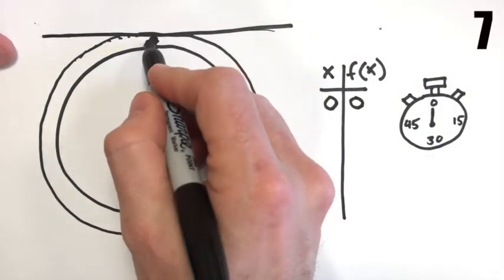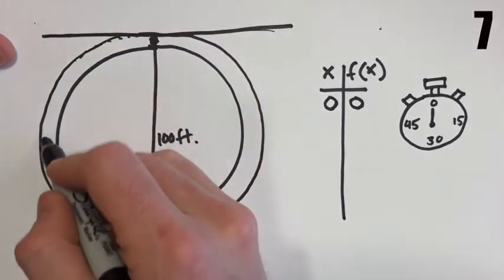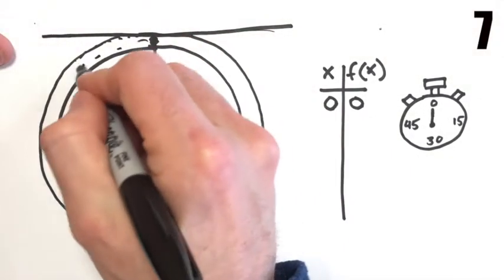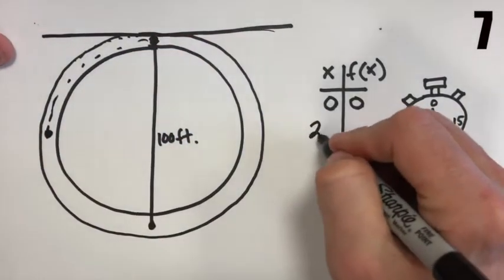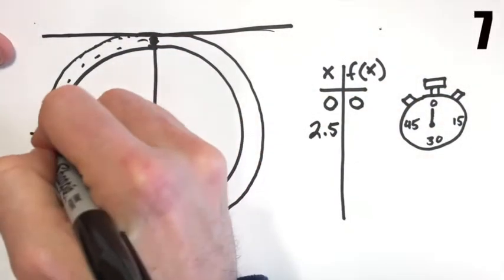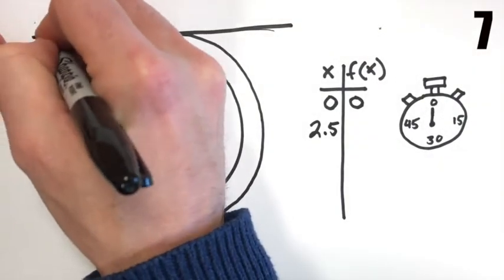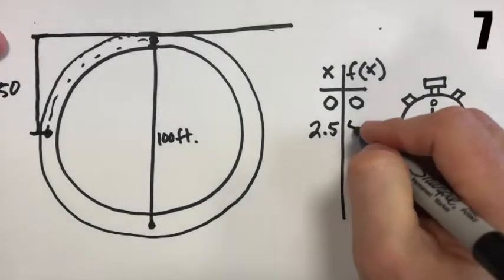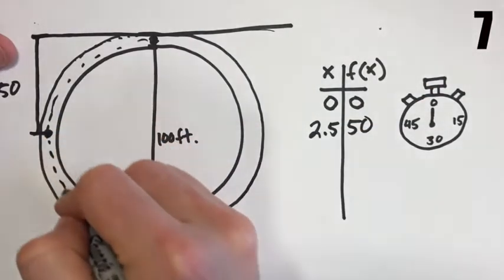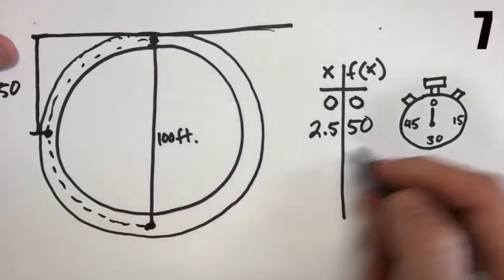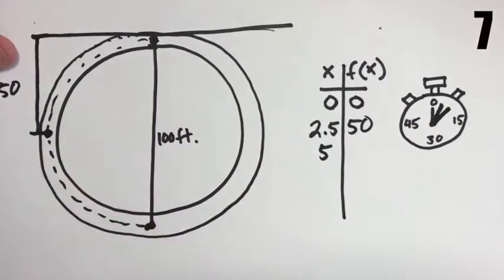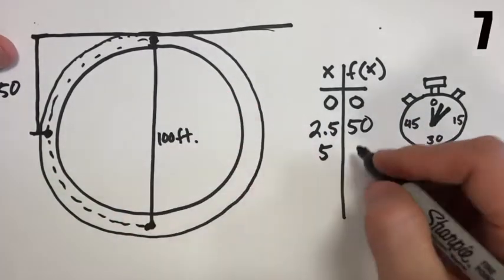Now, over here, it's a quarter of the way around, and that actually takes 2.5 seconds. And that distance right there is now 50 feet. He's 50 feet from that wall. Okay, after another 2.5 seconds, so this is a total of 5 seconds, right? It was 2.5, and now the timer's still going. Now it's 5 seconds. He's 100 feet away from the wall.